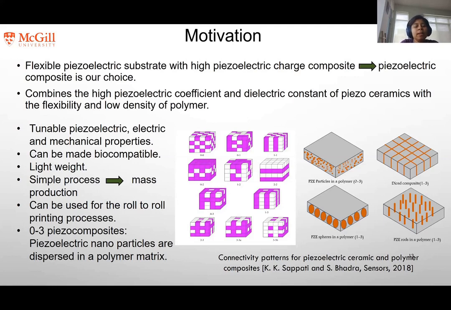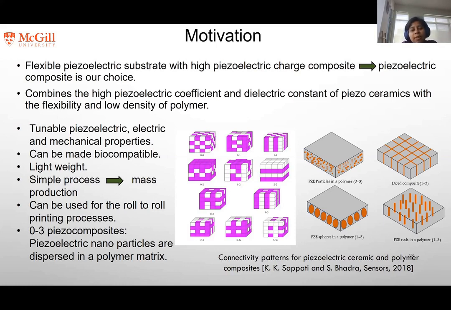So the whole idea was we wanted to go for a flexible piezoelectric substrate which had a higher piezoelectric charge coefficient, so we can make sensors, acoustic sensors, with the flexible substrate, but that has higher sensitivity. So in order to do that, we basically chose to make a piezoelectric composite as our piezoelectric substrate.